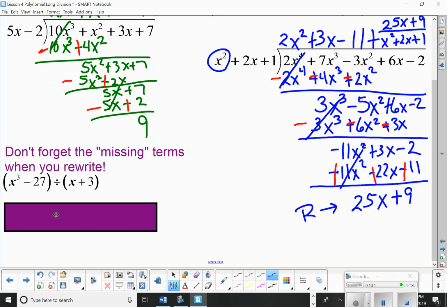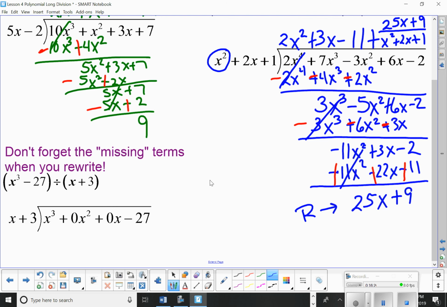This last one, hopefully you rewrote all the missing terms. You needed an x squared and an x. Notice that this is a difference of cubes. This is addition, not subtraction. Don't forget SOAP. Could have done it by factoring, but it's not. So, without further ado, x will go into x cubed, x squared times.